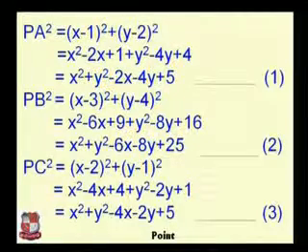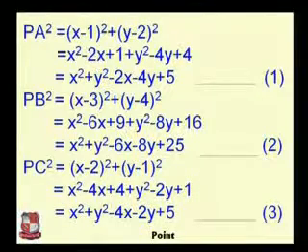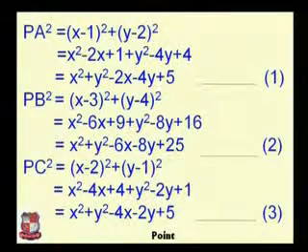We call this equation number 1. Now we find PB square. It is equivalent to (x minus 3) square plus (y minus 4) whole square. Now again we use the (a minus b) whole square formula. You are familiar with this formula.